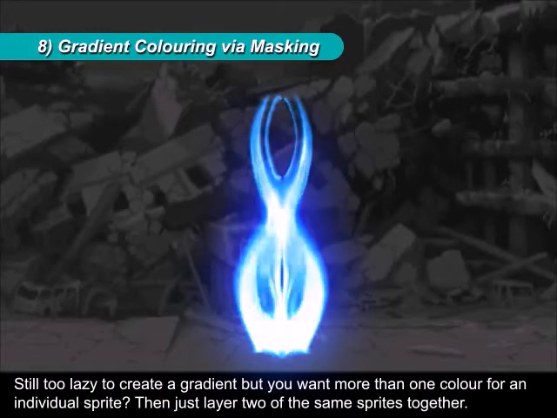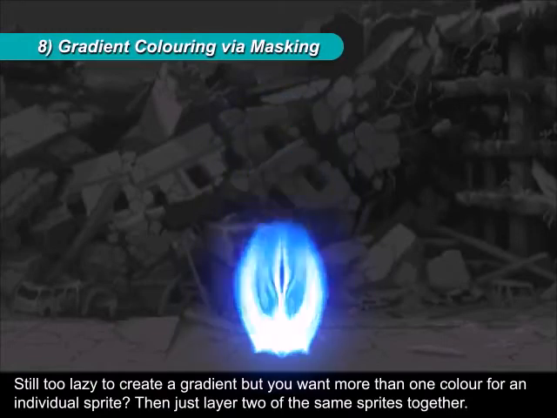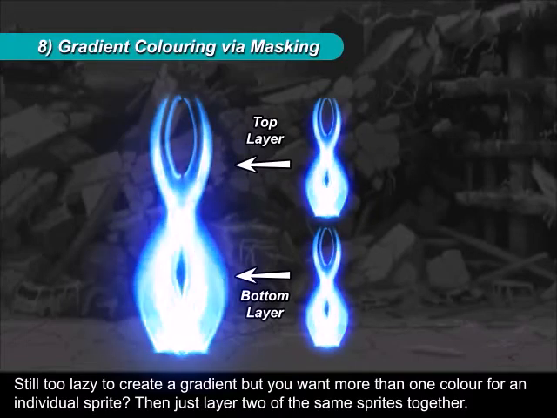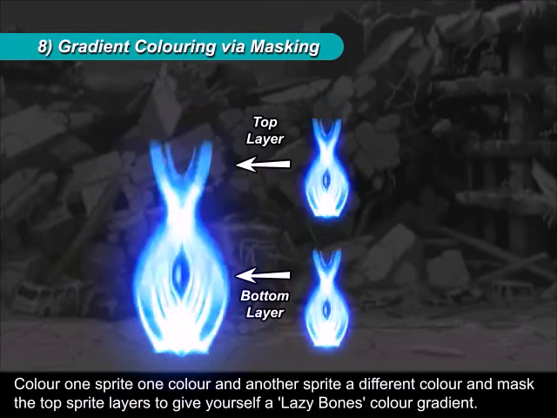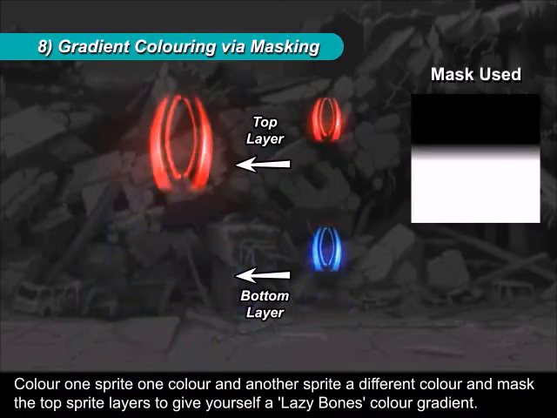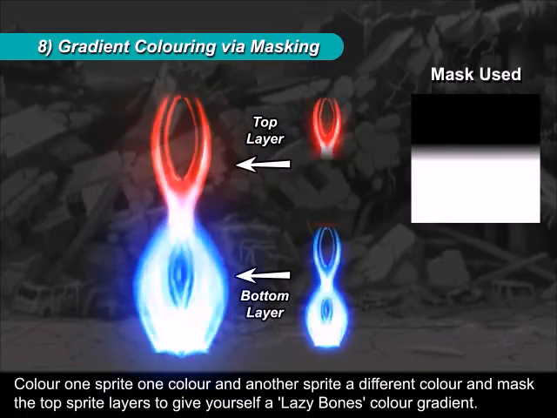Still too lazy to create a gradient, but you want more than one color for an individual sprite? Then just layer two of the same sprites together. Color one sprite one color and another sprite a different color, and mask the top sprite layers to give yourself a lazy bones color gradient.